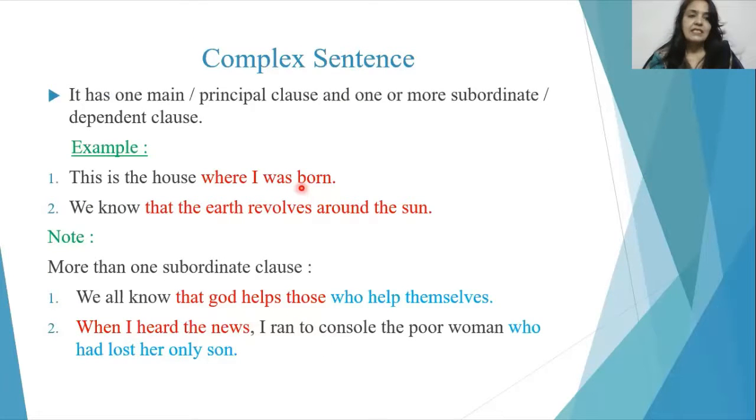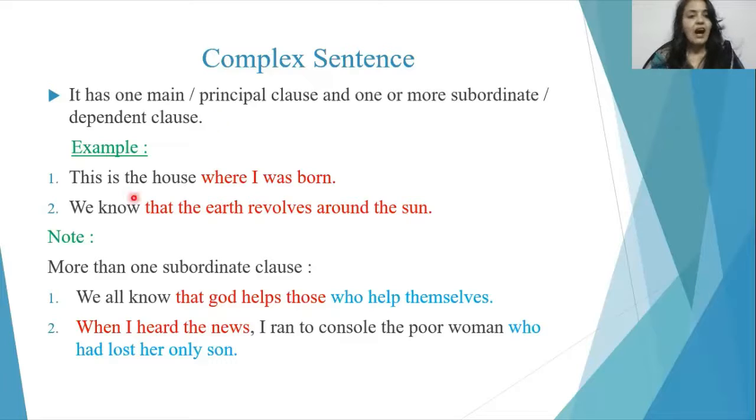Now come to the next one, the complex sentence. A complex sentence has one main principal clause and one or more subordinate or dependent clauses. This is not necessarily only one; sometimes more than one subordinate or dependent clause is also there.